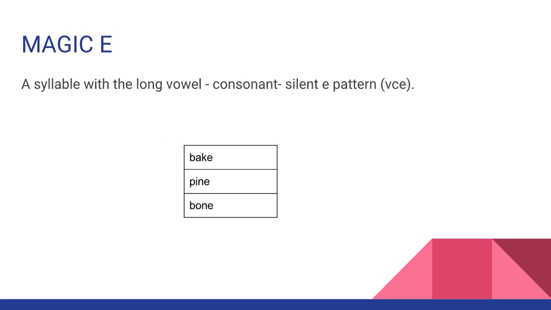The magic E, a syllable with a long vowel sound, a consonant sound, and a silent E at the end. This pattern is called the vowel consonant silent E, or magic E pattern. We have bake, which is a long A, a consonant, and the silent E. Pine, long I, consonant N, and a silent E. And bone, long O, consonant N, and the silent E.